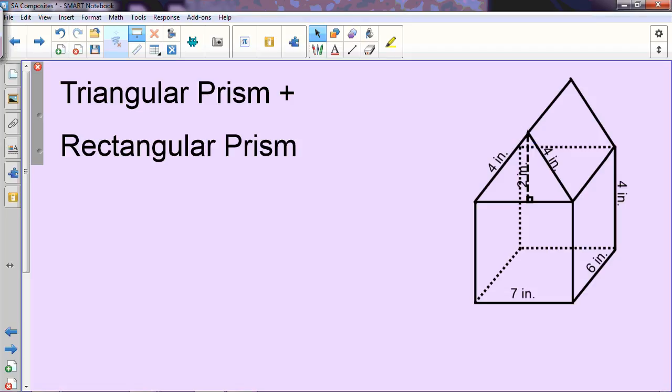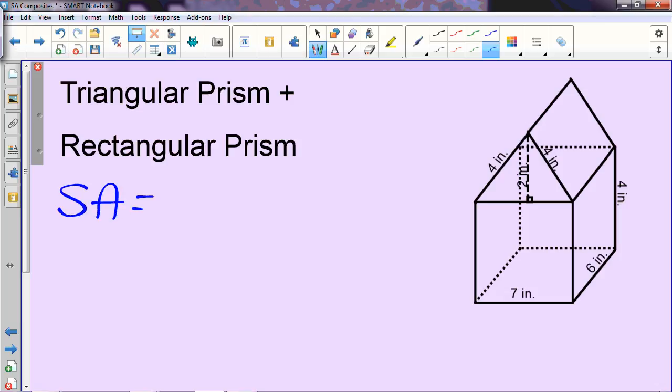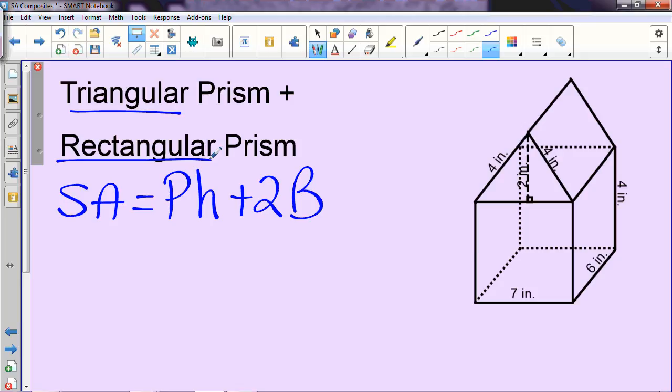So now I need to figure out what my prism formula is so that I can plug in numbers to solve. So for prisms, surface area equals capital P times H plus 2 times capital B, area of your base. Remember, capital P and capital B both come from whatever shape your base is. So remember, when you're naming a figure, whatever that first name is, whatever the shape of your base is, that's the base you're going to use to find your capital P and capital B. So let's start with the triangular prism on top. Since it's a triangular prism, that triangle is actually my base.